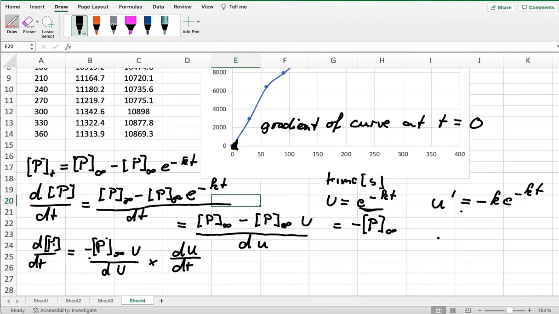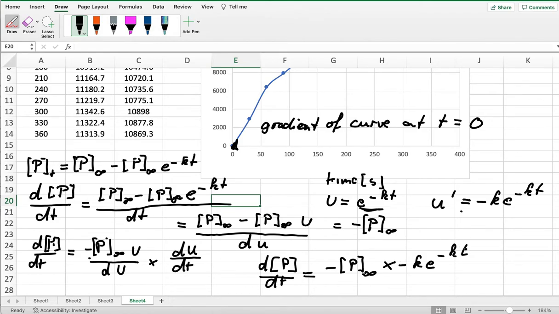So what have we got now? It looks all very complicated, but the solution is surprisingly simple, because when we do dp over dt and we apply this chain rule, what we actually get is minus the concentration when we wait very long times, minus k times e to the minus kt. So that would be our rate in general.